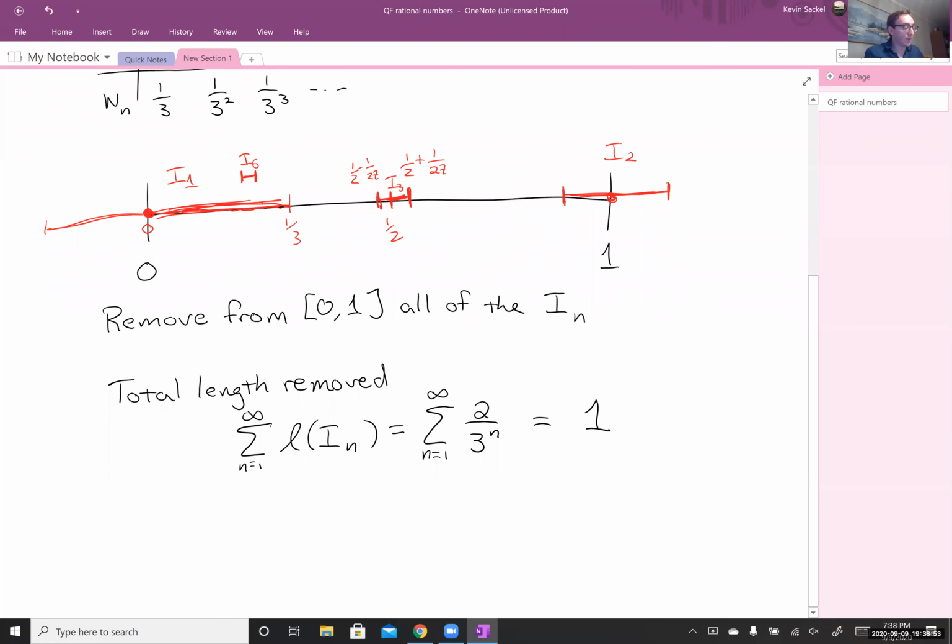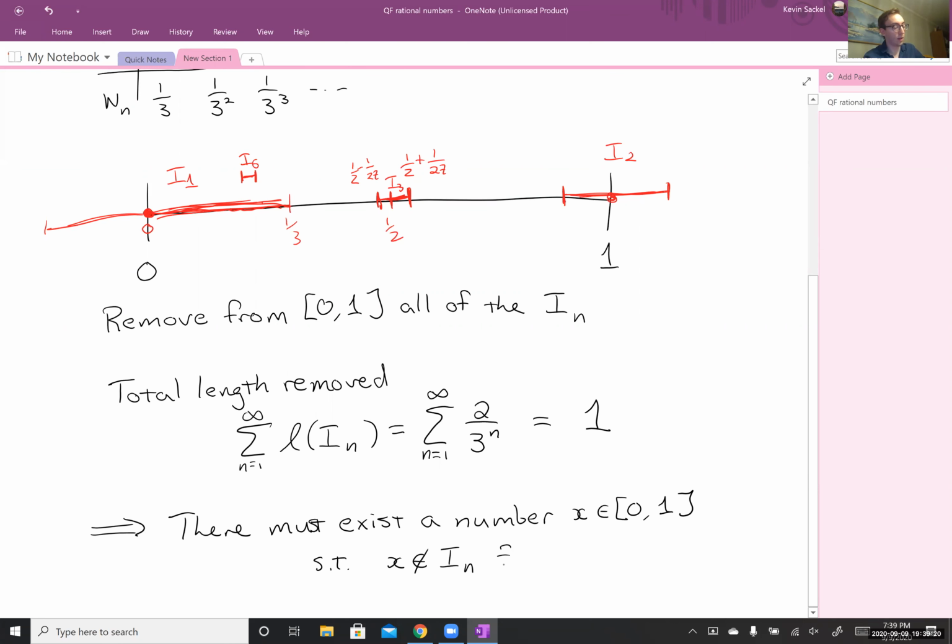But not only that, that means that some of these have overlaps. So what that means is that there must exist a number x in the interval from 0 to 1 such that x is not contained in I_n for all n.